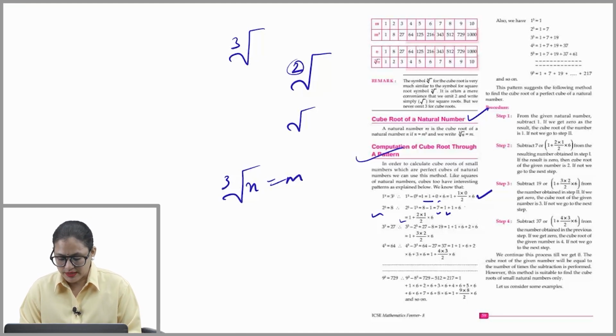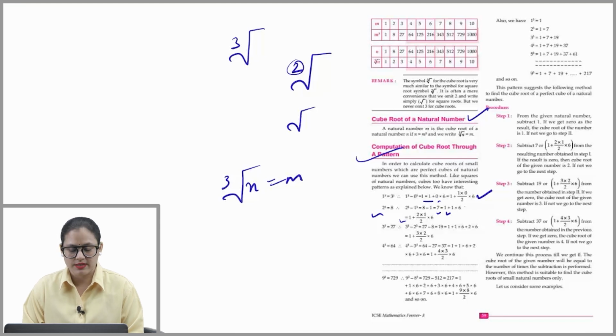So this pattern suggests the following method to find the cube root of a perfect cube of a natural number. Procedure. Step 1. From the given natural number, subtract 1. If we get 0 as the result, the cube root of the number is 1. If not, we go to step 2.